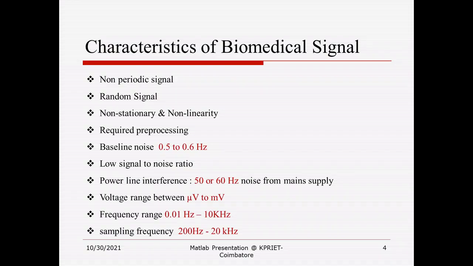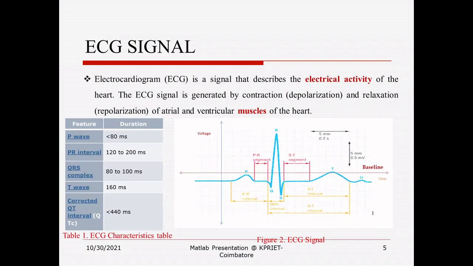With this discussion we'll move on to discuss what we mean by an ECG signal. An ECG signal is a kind of biomedical signal which conveys the electrical activity of a human heart, and ECG signals are generated due to depolarization and repolarization of heart muscles. Figure 2 shows an ideal waveform of an ECG signal. It shows the normal patient ECG signal value.